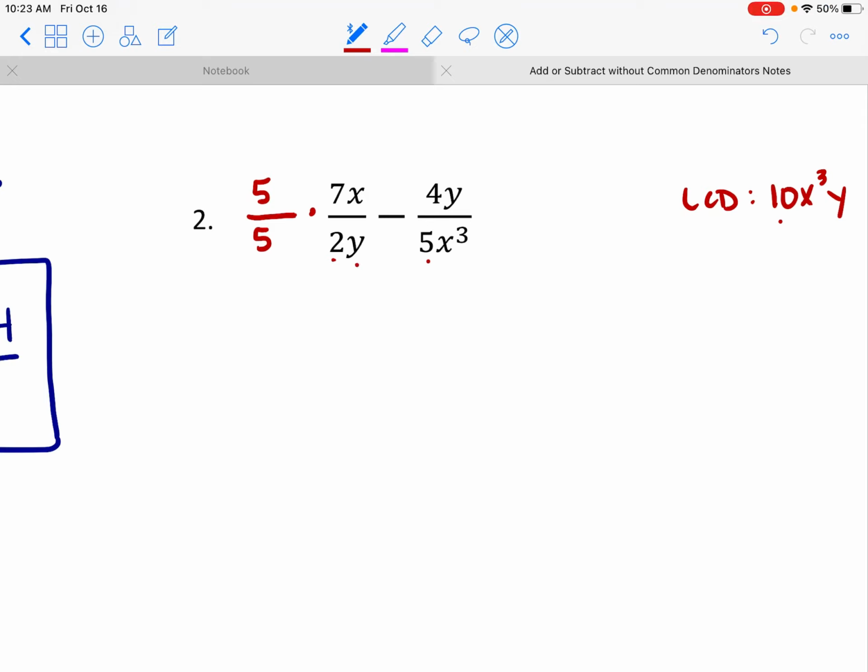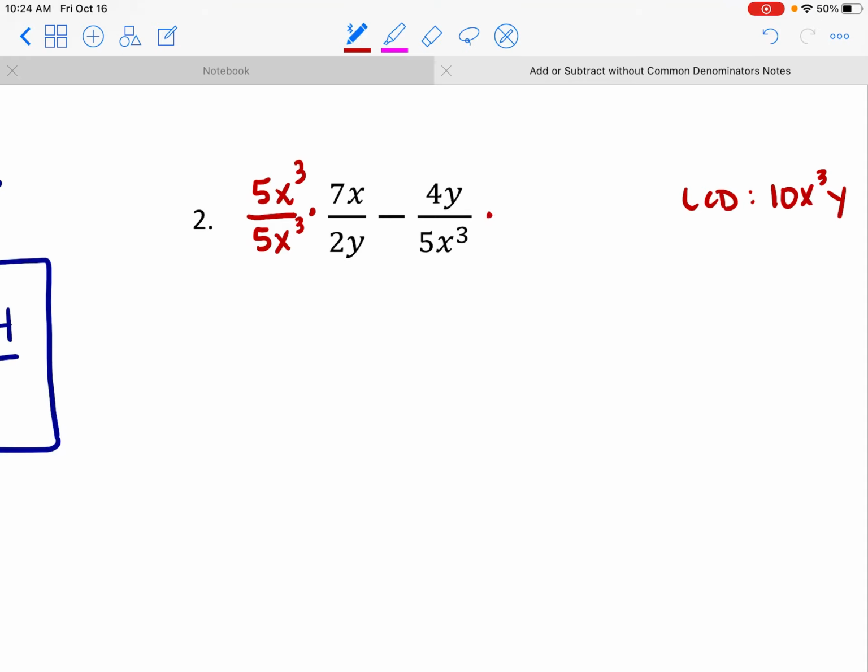And then this denominator has a y, so does this, but my common denominator has an x to the 3rd, and this denominator doesn't. So I'm also going to have to multiply by an x to the 3rd. And that is going to get me my 10x cubed y. Again, just getting carried away with my dots. So sorry. Okay, second fraction.